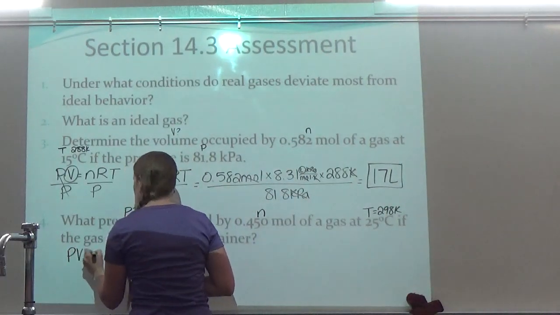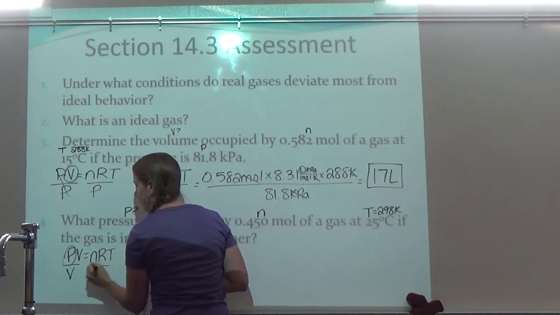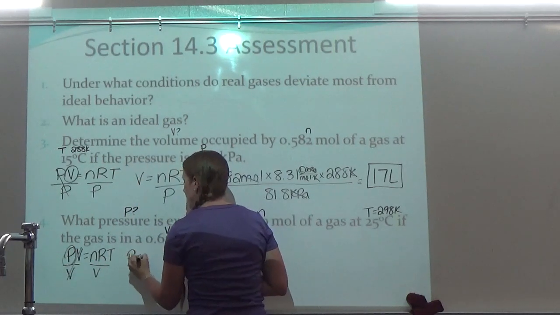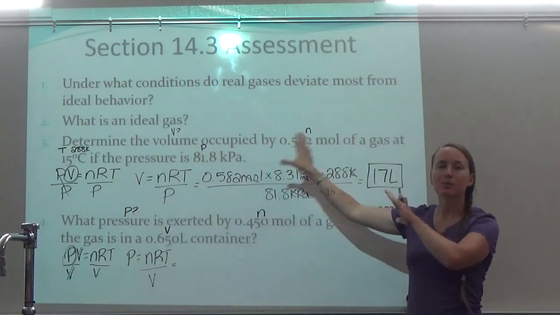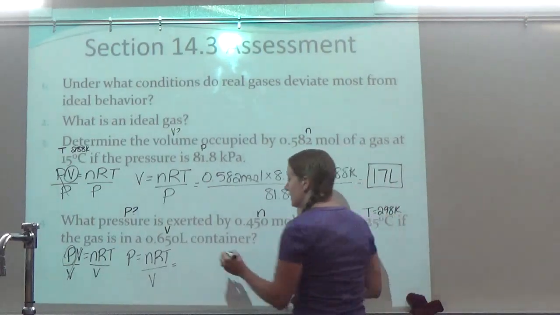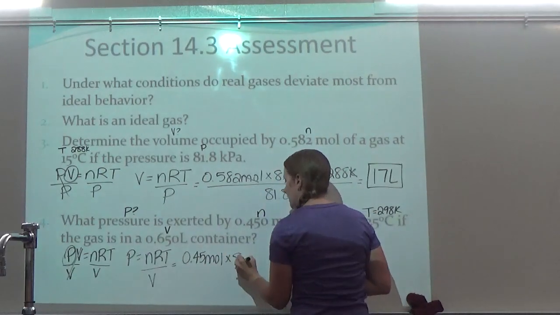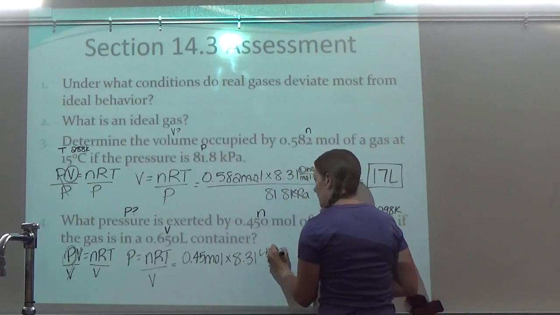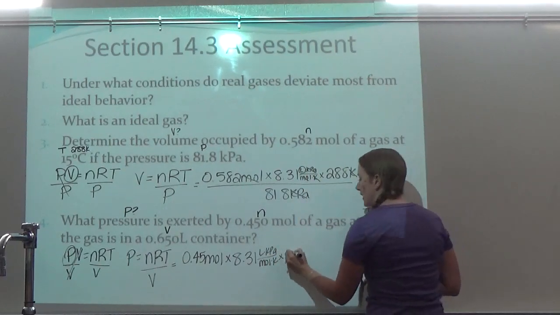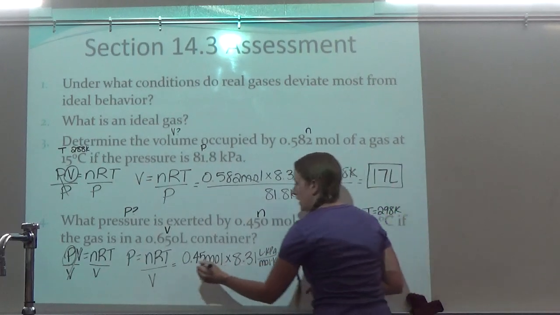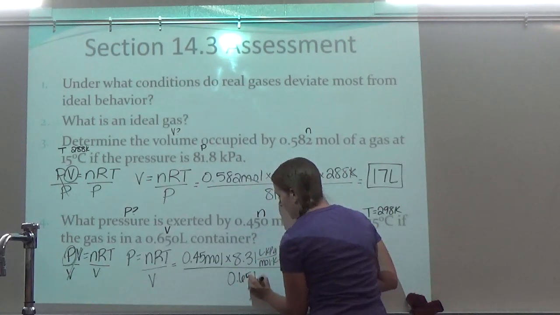So PV equals nRT, this time I'm solving for P, so to get it by itself, I divide both sides by V. So P equals nRT divided by V. And so now that I've labeled everything, I'm just going to plug in. So my n is 0.45 moles. My R is my constant, 8.31 liters times kilopascals over moles times Kelvin. My temperature I changed to 298 Kelvin. And the whole thing over my volume, which is 0.65 liters.